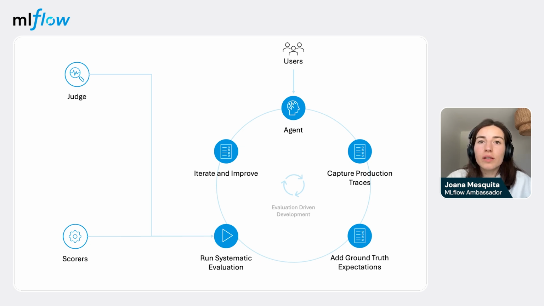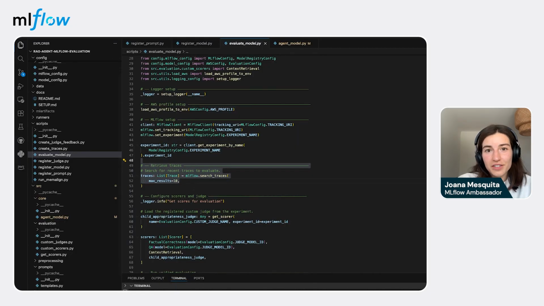MLflow integrates all these frameworks through the Scorer API, providing a unified interface for evaluation through the mlflow.genai.evaluate. This makes it really easy to combine metrics, compare results, and track the performance of your agent across multiple iterations. Now let's see this in action.